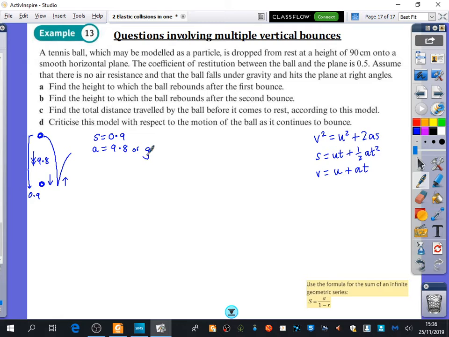And what else do we know? Its starting speed is 0 because it's being dropped from rest. And we're going to try and find out what speed it hits the floor at. So we know that v squared is equal to u squared plus 2as. So v squared is equal to 0 plus 2g times 0.9. So v squared is 1.8g. So v is the square root of 1.8g.